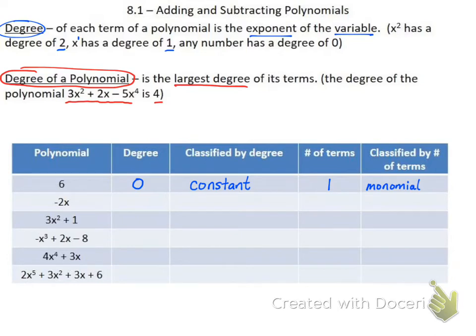With the next one down, again, I've got negative 2x. So again, the invisible exponent is a 1, so this has a degree of 1, which makes it a linear function. So based on the degree, it is linear. Again, the number of terms, the number of things that are being added together, there's only one thing there, so it's going to be 1, so it's still going to be a monomial.